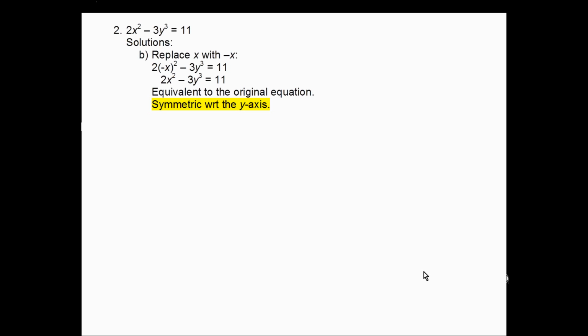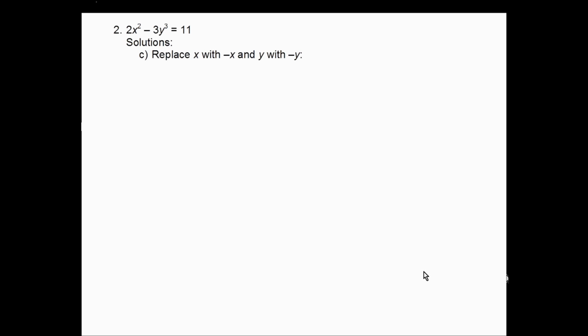Now if you think about it, remember I told you a little while ago that if you get two of them to be yes, the third one has to be. I've got a no and a yes. That means the origin has to be a no. But if we go through the process, so for symmetry with respect to the origin, we replace x with negative x and y with negative y.